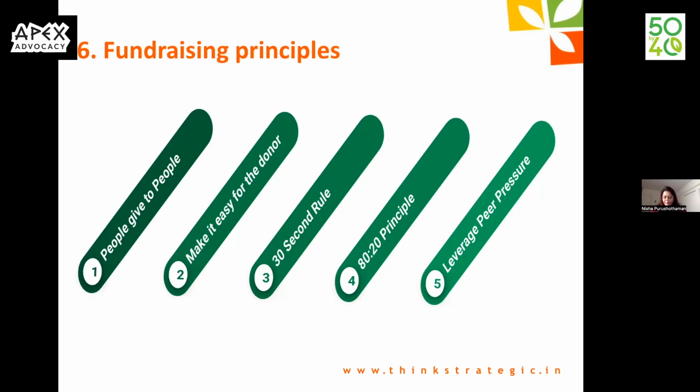So the second aspect that we're speaking about, making it easy for the donor, is ensuring that you explain to the donor exactly what can be achieved with specific sums of money, right? So for instance, $200 could achieve this, $500 could achieve this, and $1,000 could help you do this, right? Making it easier for the donor.